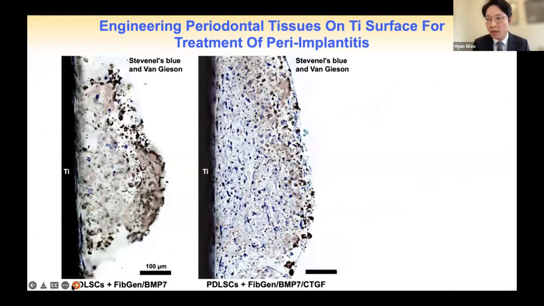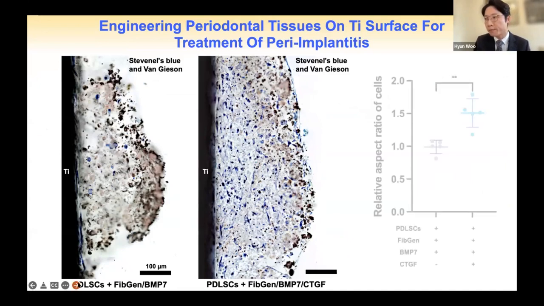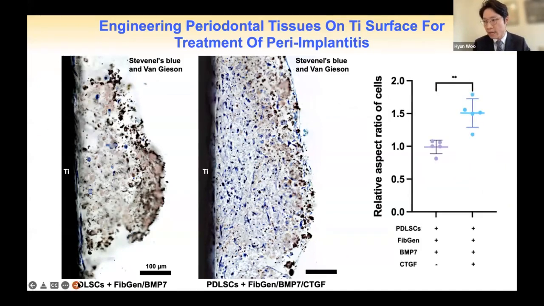In the presence of CTGF, PDL cells became more spindle shaped and look like PDL fibroblasts, while PDL cells look rounder in the absence of CTGF, as you can see in these 2 images. And the relative aspect ratio of cells showed that in the presence of CTGF, PDL cells become more elongated and spindle-looking in shape.